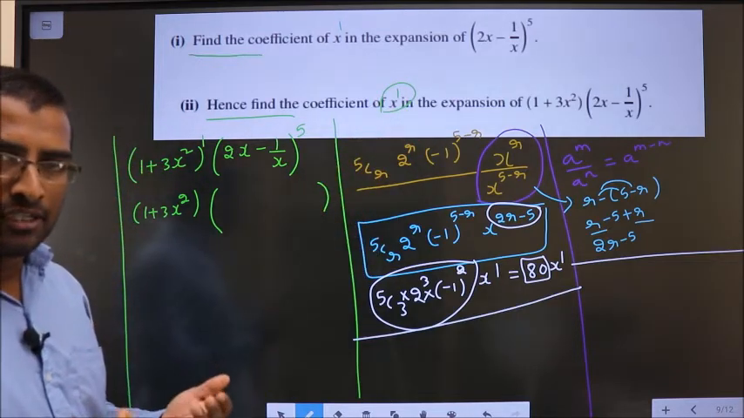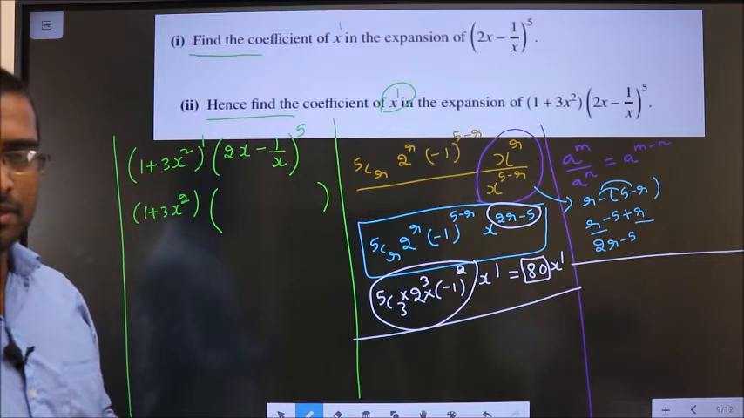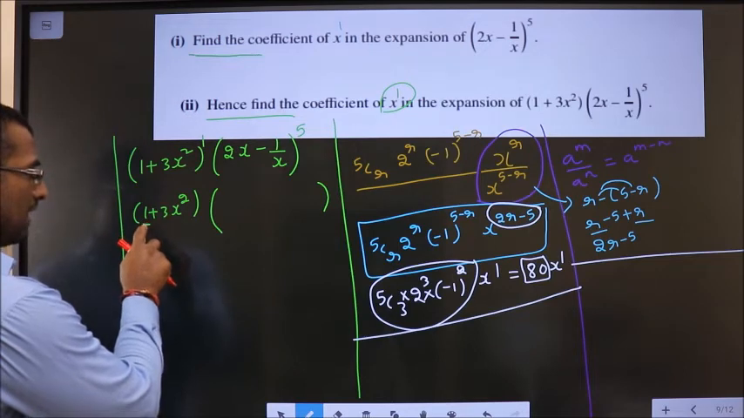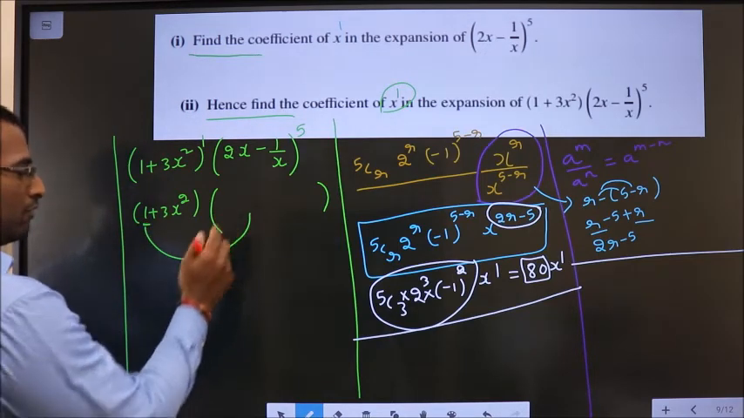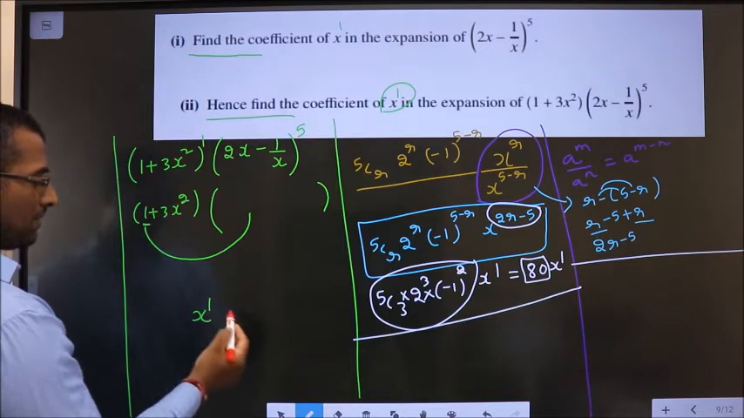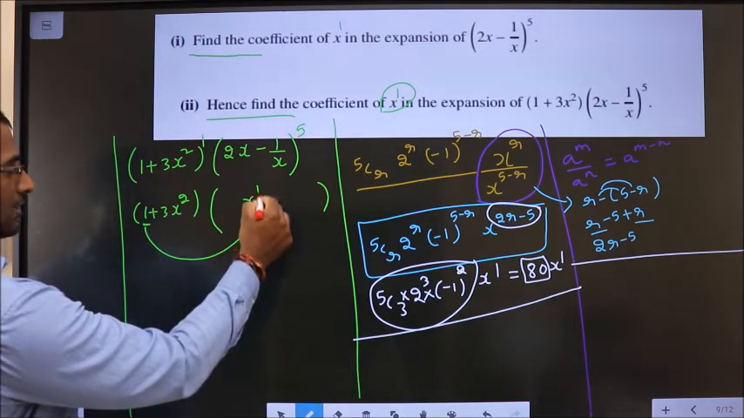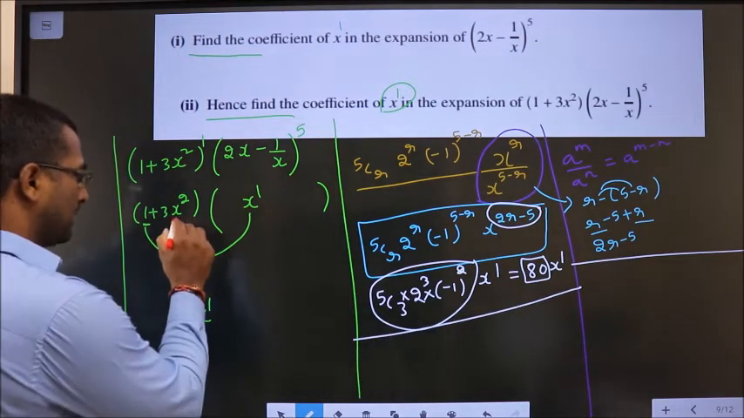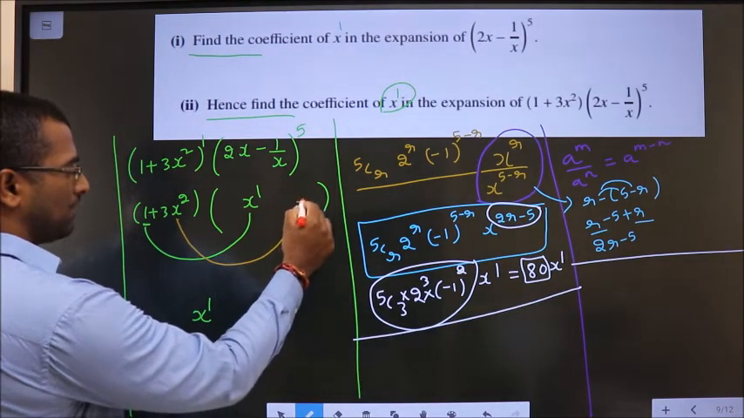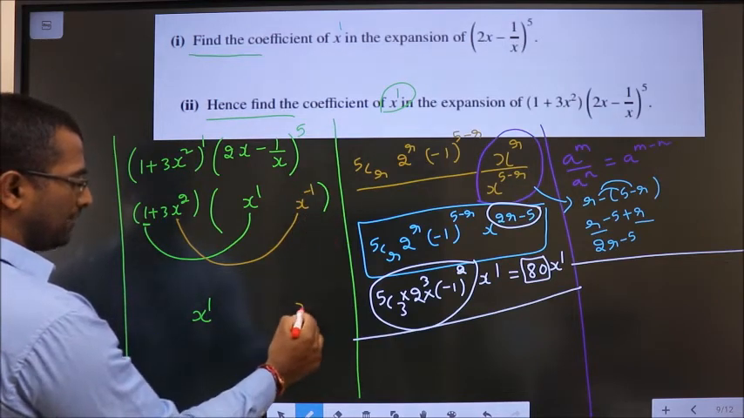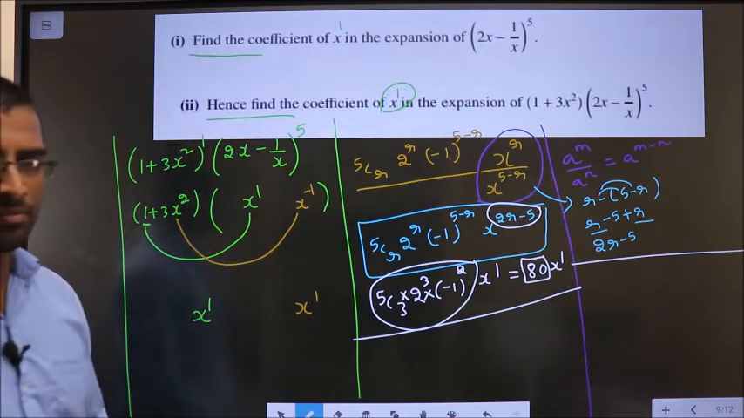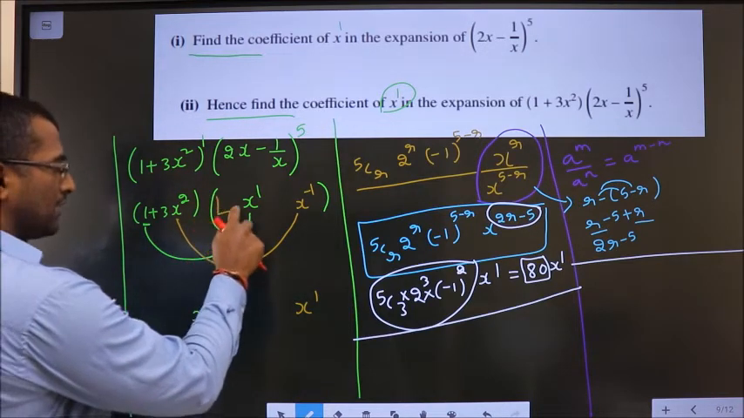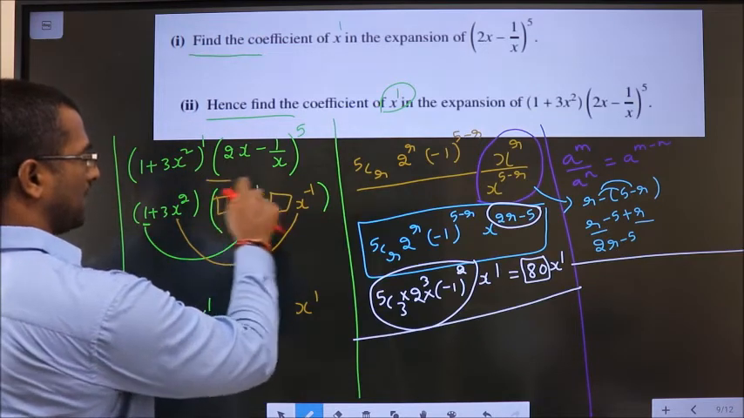So I will write only those terms which will result in x^1. And how do I decide that? By looking here. Here it is 1. Should be multiplied with what, such that it results in x^1? It should be multiplied with x^1, only then it will result in x^1. x^2 should be multiplied with x^(−1). Then only it will result in 2 − 1, 1. Clear so far?